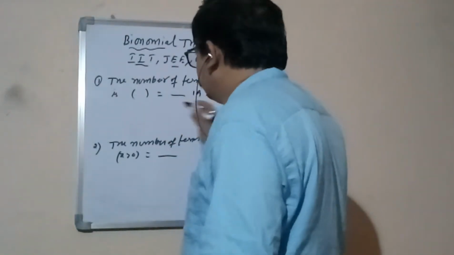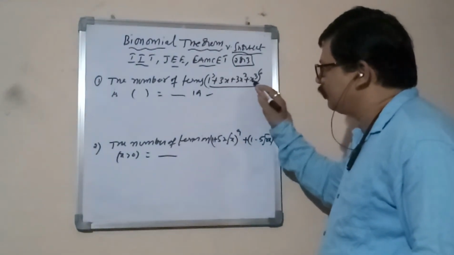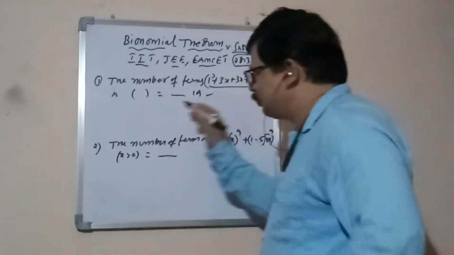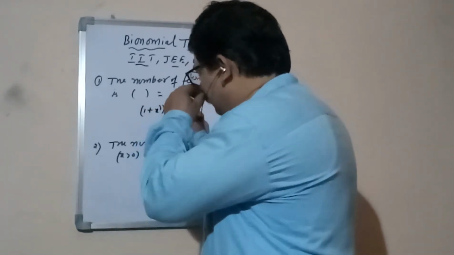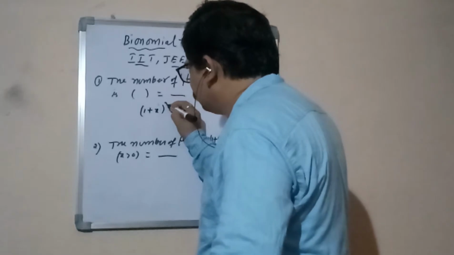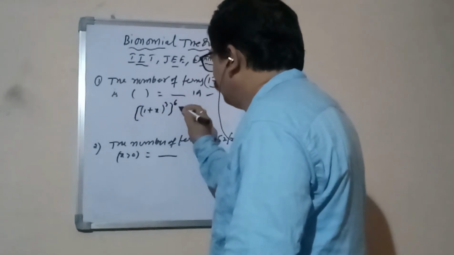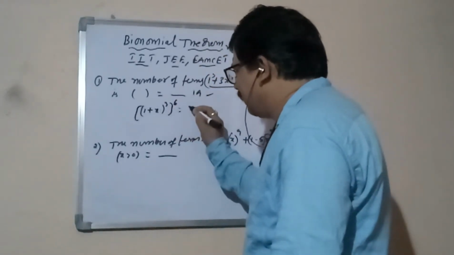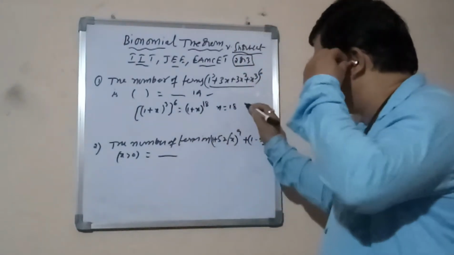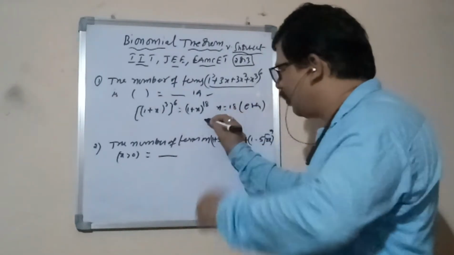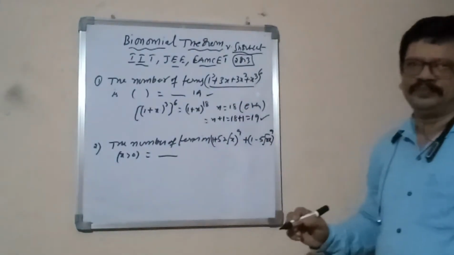Look here. In this question, you observe that a cube plus 3a square b plus 3ab square plus b cube, that is the formula for (a plus b) whole cube. So here it is (1 plus x) whole cube, and the whole power is 6. 6 times 3 is 18, so (1 plus x) to the power 18. So n equals 18, which is even. For even n, the formula is n plus 1, so 18 plus 1 equals 19. This is the explanation. Clear, over.